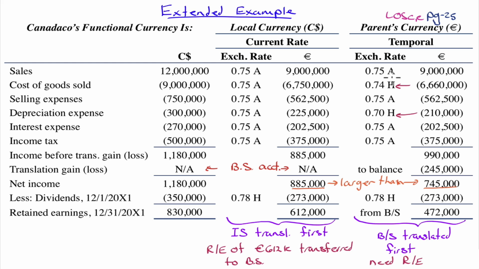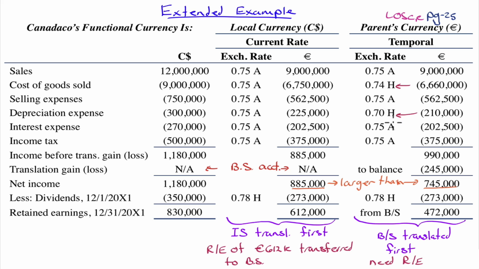Sales at the average rate. That makes sense. Sales happen every day. Cost of goods sold, 0.74. This was the average rate or the historical rate on the dates that inventory was purchased. It's the weighted average rate for the currency over the period of the year on the dates that inventory was purchased, 0.74. Selling expense, the average rate, because selling expenses happen all year long.